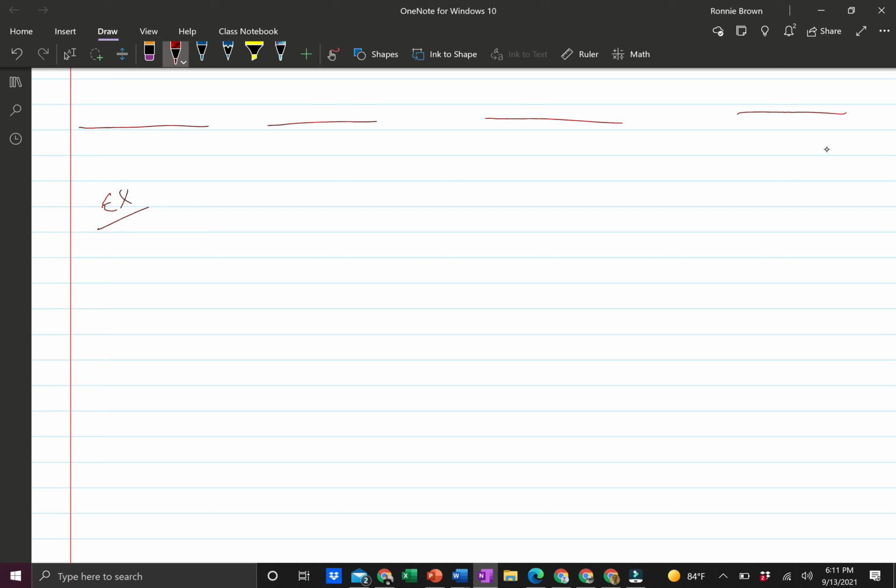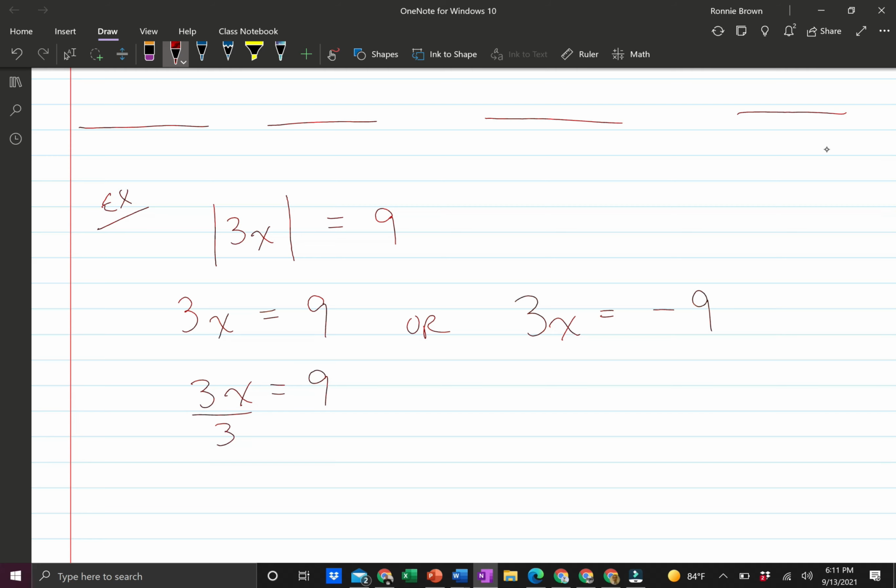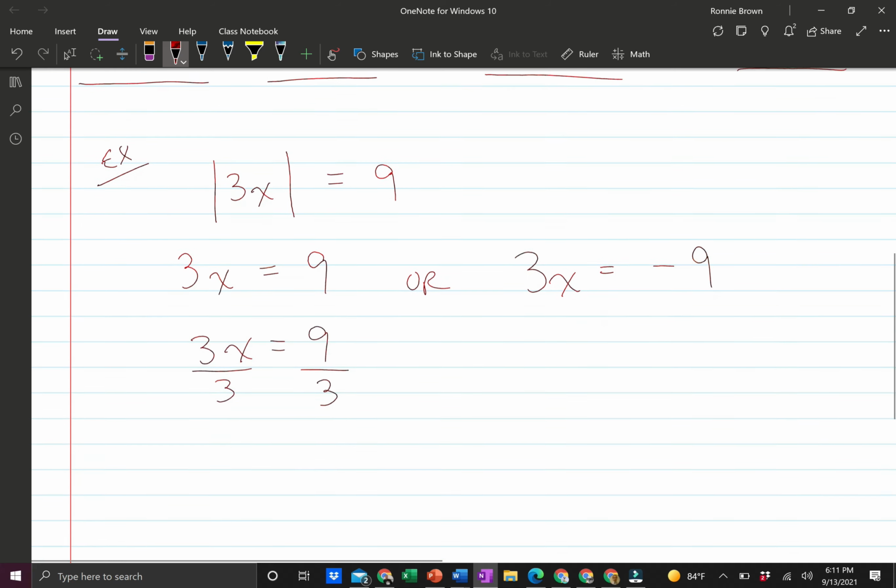So our first example is the absolute value of 3x is equal to 9. Based on what I said earlier, we would have to write 3x is equal to 9 or 3x is equal to negative 9, right? Rewriting it the first way, the way we see it, but of course without the absolute value bars. And then the second way with the value on the right being negative.